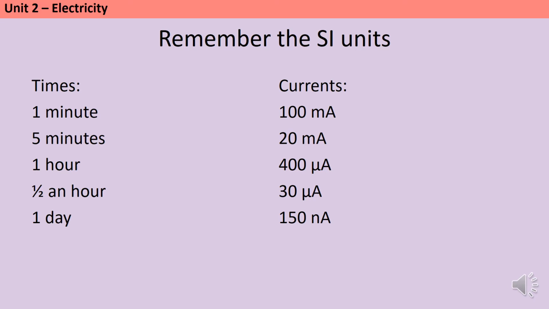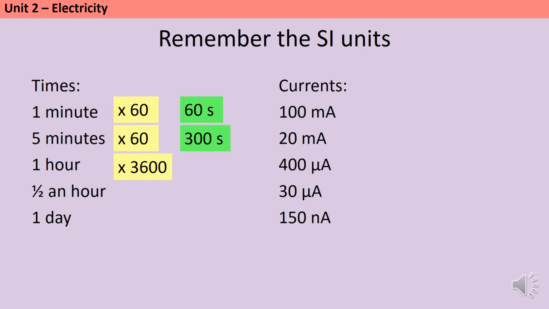As you know, there are 60 seconds in a minute, so to convert minutes to seconds, we times by 60, which for the first one gives us an answer of just 60, and for the second question gives us an answer of 300. There are 60 seconds in a minute and 60 minutes in an hour. That's a total of 3,600 seconds in an hour. So 1 hour is 3,600 seconds, and half an hour is 1,800 seconds.